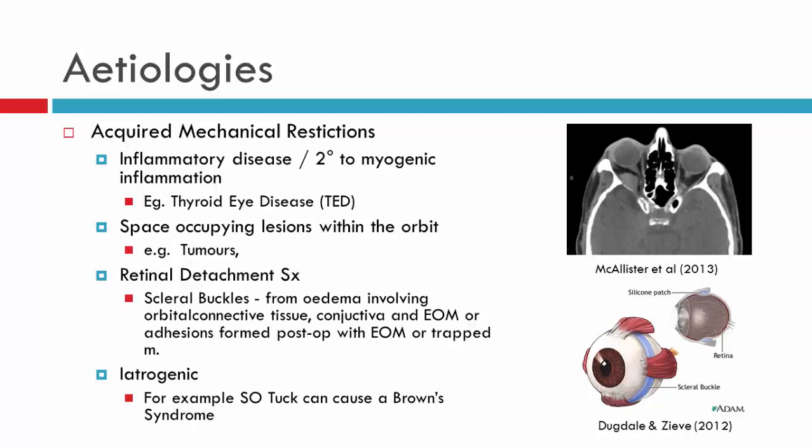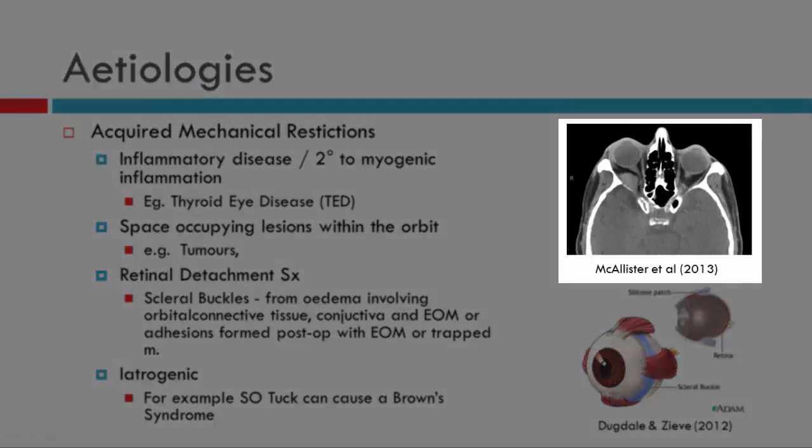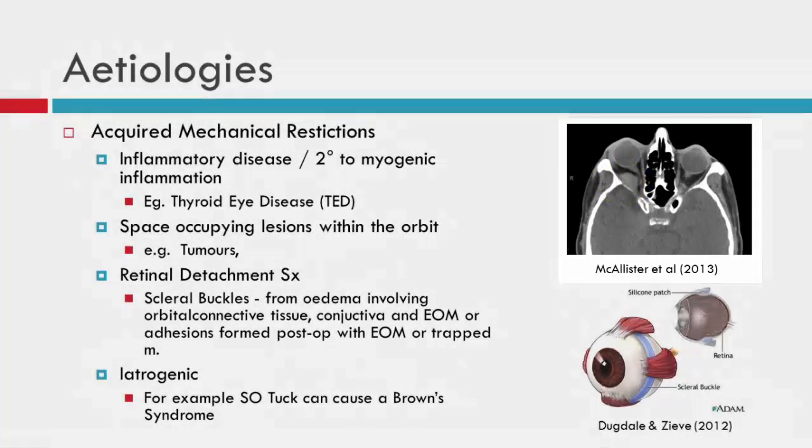Space-occupying lesions within the orbit, so a tumour within the orbit, can cause limited eye movements, and these generally are mechanical in nature. If we look at the image here to the right, we can see that there is a space-occupying lesion here, and it's actually compressing up against the optic nerve as well as compressing on the lateral rectus here. So this in and of itself will create some issues in terms of eye movements.